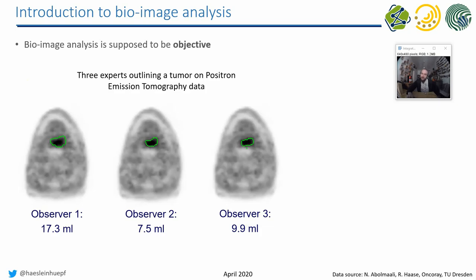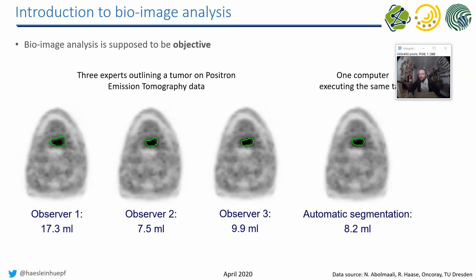Furthermore, it's supposed to be objective. So when you ask three experts to outline the tumor in a positron emission tomography data set, you may get something like this. And of course, every observer outlines the object in a different way. And if you do this in 3D, like in this experiment, you also have some kind of error propagation between different planes of the data set. So it can sum up the error in a way that we have differences of something like 50%, or depending on how you see it, a difference of 100% between these different observers.